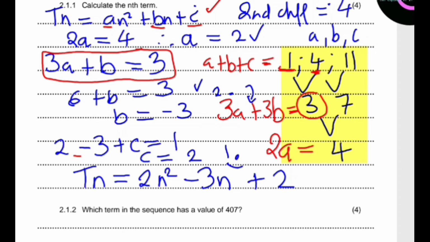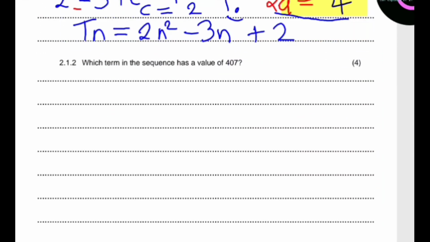Very easy to master this ABC technique. Remember, the 2a will be the second difference. So once you write the terms like this, 3 terms, 2a is the second difference, 4. 3a plus 3b is the first difference, 3. a plus b plus c is equal to the very first term, and we use that to solve that problem.